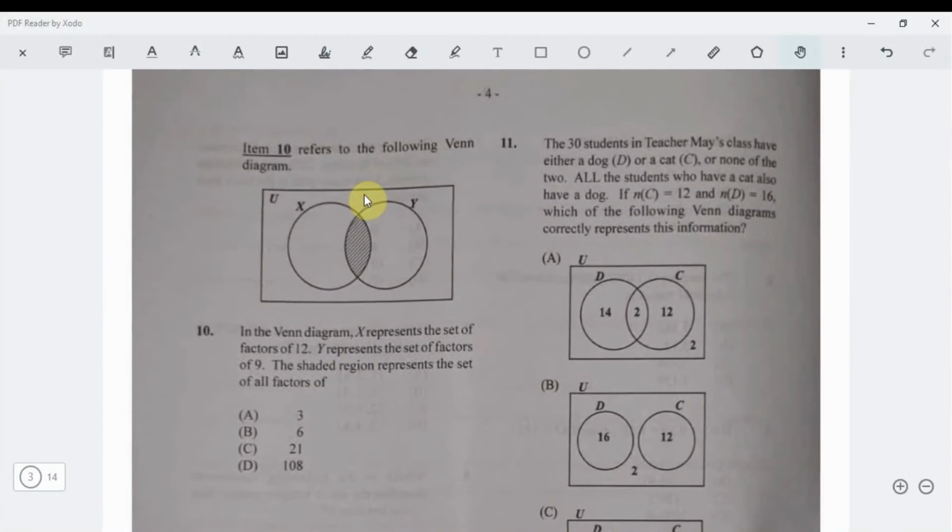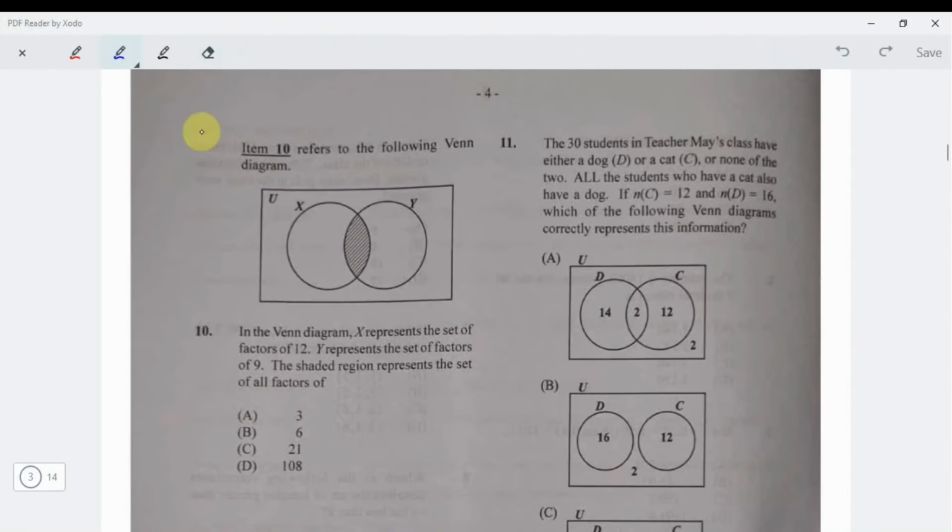So item 10, it says, item 10 refers to the following Venn diagram. In the Venn diagram, X represents the set of factors of 12, Y represents the set of factors of 9. The shaded region represents the set of all factors of. So X, remember, represents the set of factors of 12. Factors of 12 would be 1, 2, 3, 4, 6, 12. Those are factors of 12.